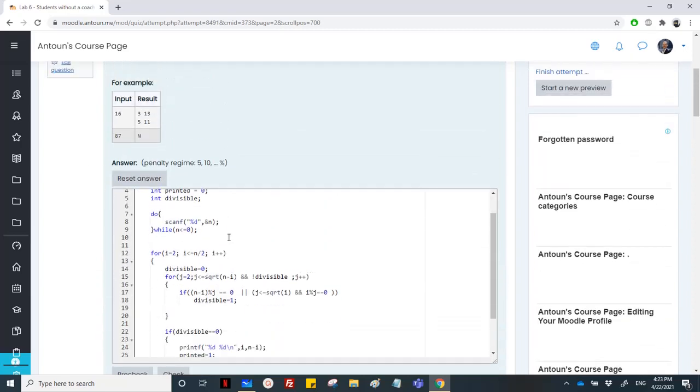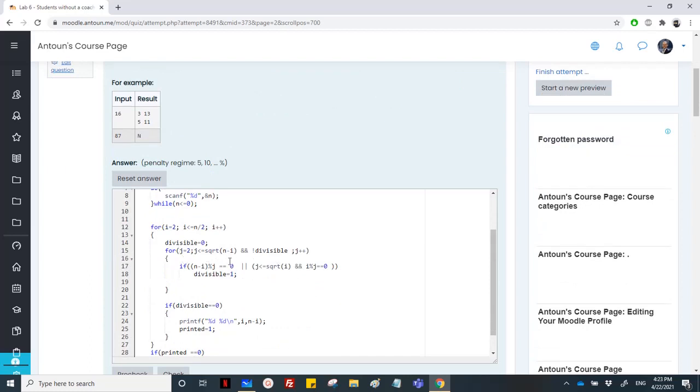So this is it for this exercise. It seems very difficult, but it's very easy, especially if you know well how to do the calculation of a prime number. So this is it for this exercise.